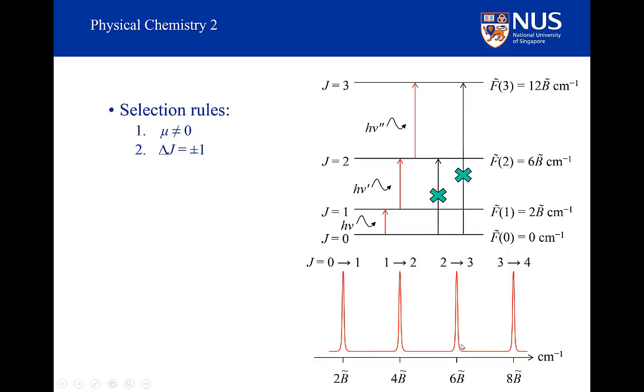Each of these spectral lines is separated by 2B. And this explains the equidistant separation of lines in a rotational spectrum.